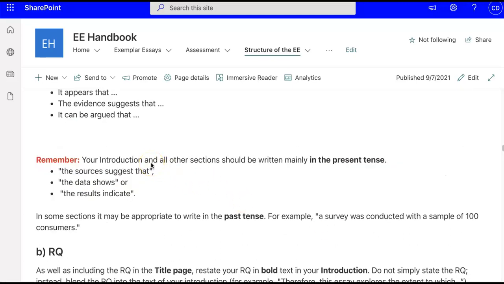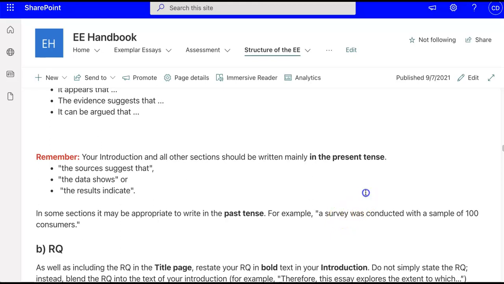Also, your introduction and all other sections should mainly be written in the present tense. Often students say in the introduction, "this essay will investigate," but that doesn't make sense because when the reader is reading the essay, the research has already been done. So it makes more sense to write in the present tense. Sometimes you may need to refer to the past tense if, for example, you're talking about primary research that has been conducted, and you can see an example of that here.